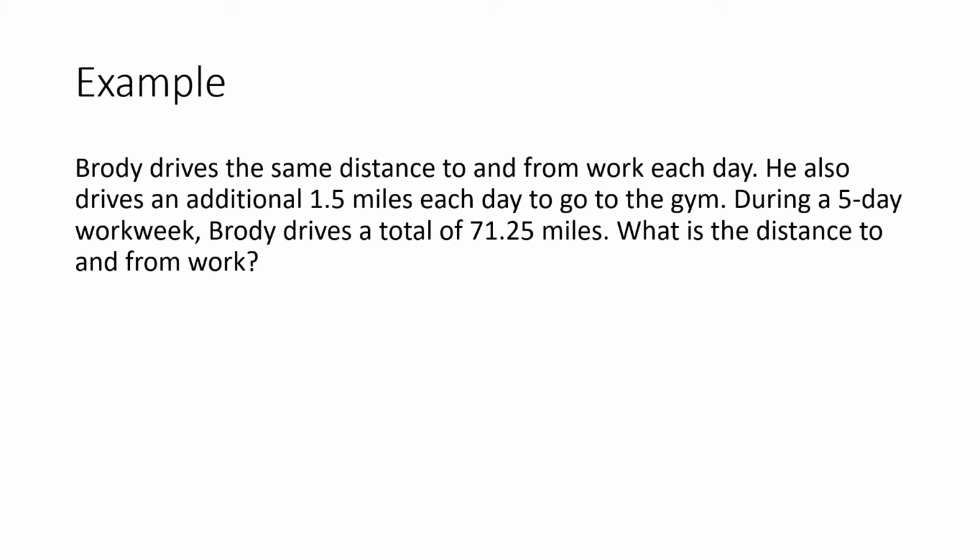So again, let's look for that equal. Here is what it equals in particular, 71.25 miles. So our equation on one side has 71.25. What is going to go on the other side? He drives the same distance to and from work each day, and that is a set amount that we don't know. And then he adds an additional 1.5 miles each day to go to the gym.